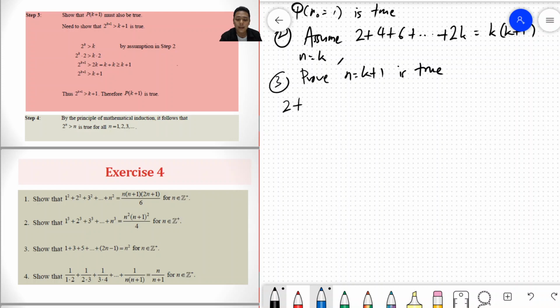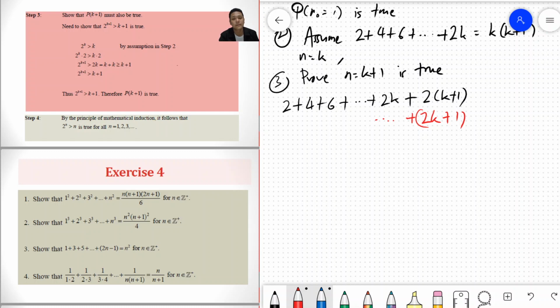Always remember, by using the second step, 2 plus 4 plus 6, you will first arrive at 2k. And the term after 2k is 2 times k plus 1. A common mistake by students is that they write here plus 2k plus 1. They just substitute k plus 1 into the expression. And again, the red one is not the same as the top black one. The value will be different when you try to expand the black one.